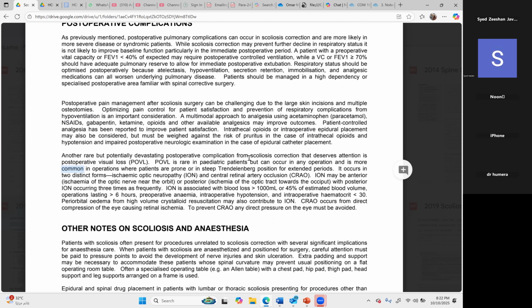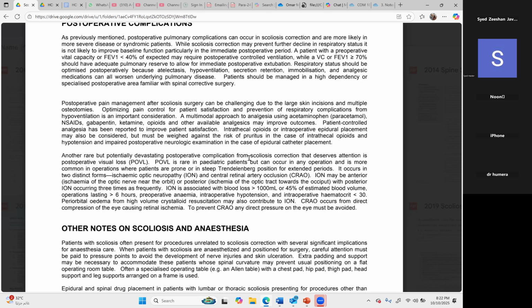Okay, so that's what I was telling you, postoperative visual loss. In this tutorial they are discussing pediatrics, but this can occur in adults too, especially if the patient is hypertensive or diabetic, or has any preoperative retinopathy. That patient will be more prone. It occurs in two distinct forms: ischemic optic neuropathy and central retinal artery occlusion. ION may be anterior ischemia of the optic nerve near the orbit or posterior ischemia of the optic tract towards the occiput, with posterior ION occurring 3 times as frequently. Posterior is more common.